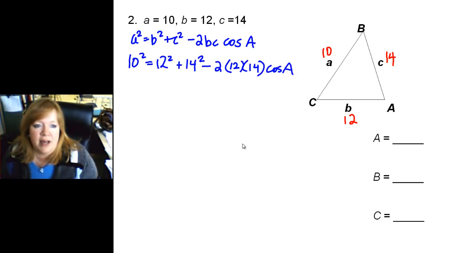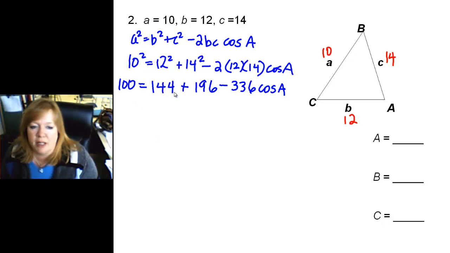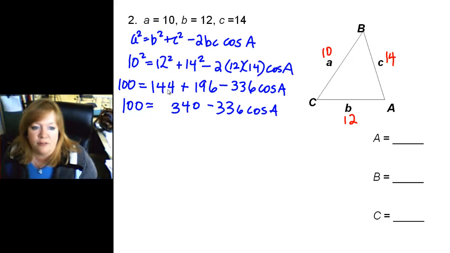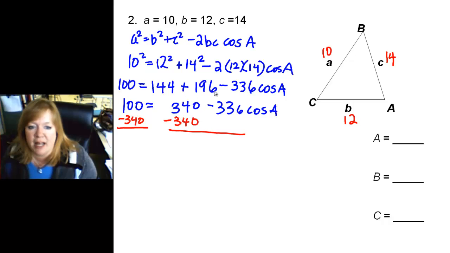So I'm going to plug in the values that I know, and we have to solve for the cosine of A. So 10 squared equals 12 squared plus 14 squared minus 2 times 12 times 14 times cosine A. We know we have to subtract these off, and then we'll divide by whatever that number is. So we end up with 100 equals 144 plus 196 minus 336 cosine of A. Be very careful with your signs on these. So when we subtract off, I can add these two together, but we're going to subtract off 340 from both sides. These two can add together. You cannot add the 336 in with that. That's a different animal because it's a product. So we'll take away the 340. We get negative 240 equals negative 336 cosine of angle A.